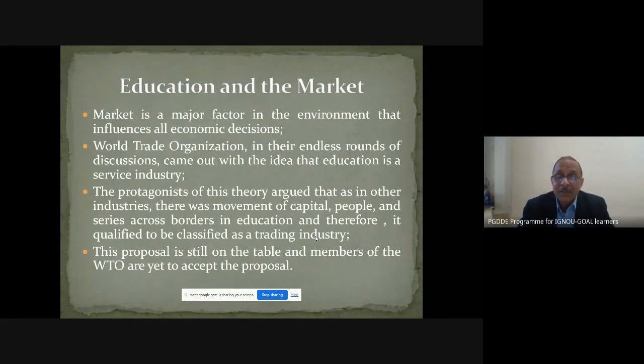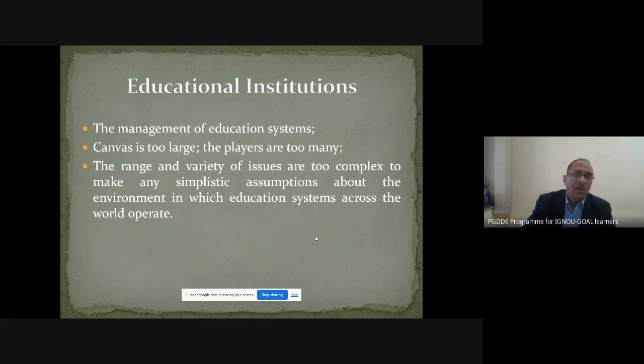So now they say that because education is going from one country to another. For example, I am teaching you from India to various countries. Naturally, I am crossing my borders. I am teaching you, you are listening to me, and you are seeking a degree from me. This was not the case earlier. Now we can say that education has become a trading industry. This proposal is still on the table; members of the WTO are yet to accept it. There is a debate on whether you can call education a trading industry or not, and the World Trade Organization, at the international level, has to take a call on that issue.